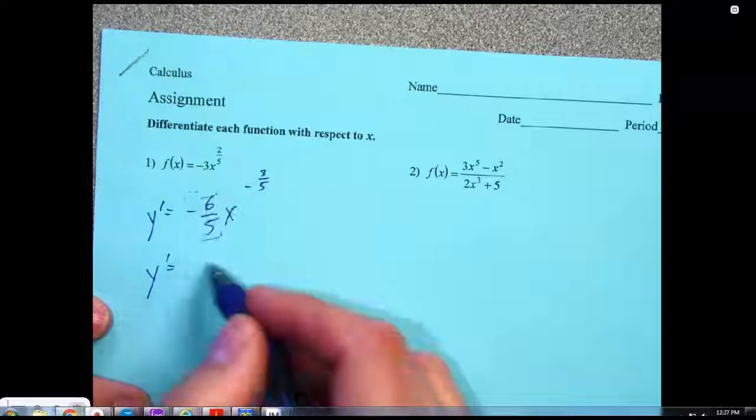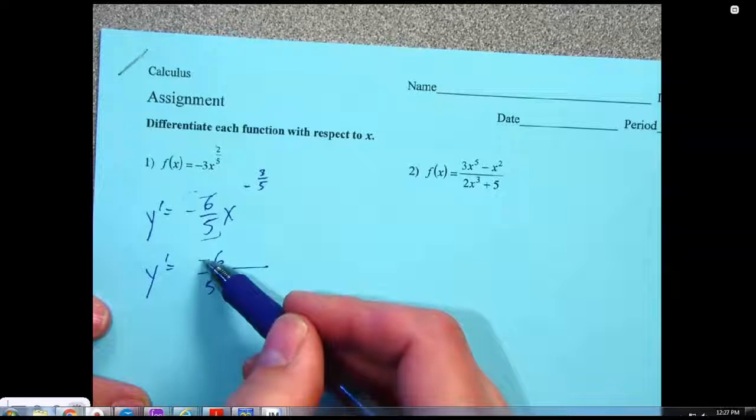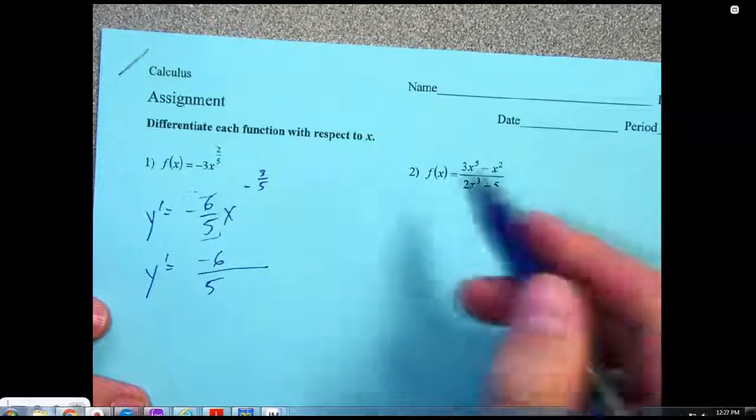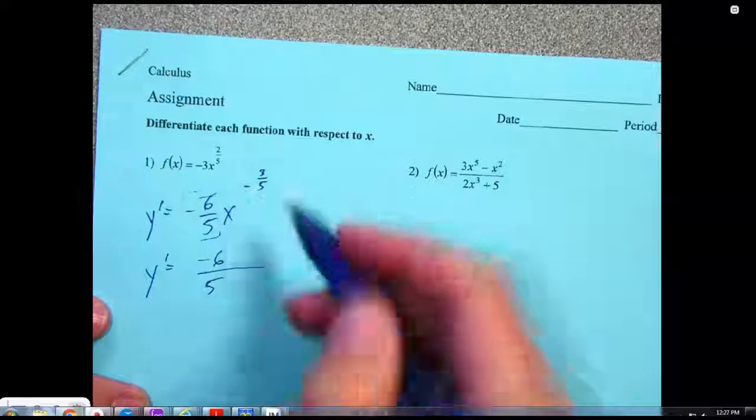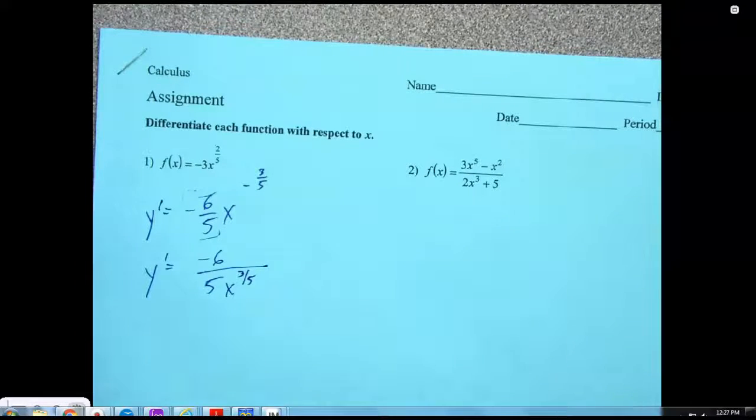This is like a preset fraction, so you got your negative 6/5. Technically, you could put the negative in either spot, but not in both, because then they'd cancel. And then this comes down to the bottom, becomes positive 3/5.